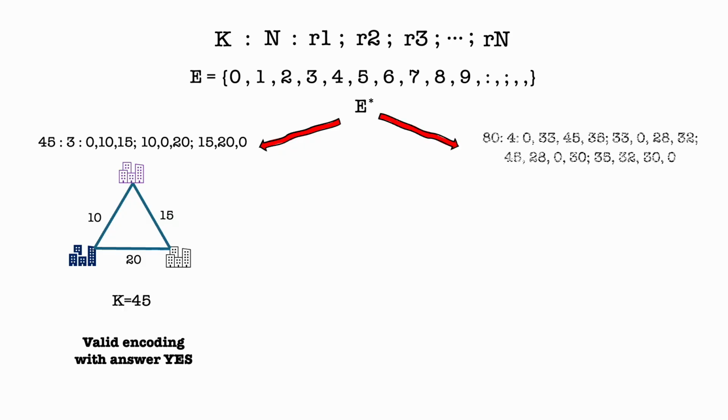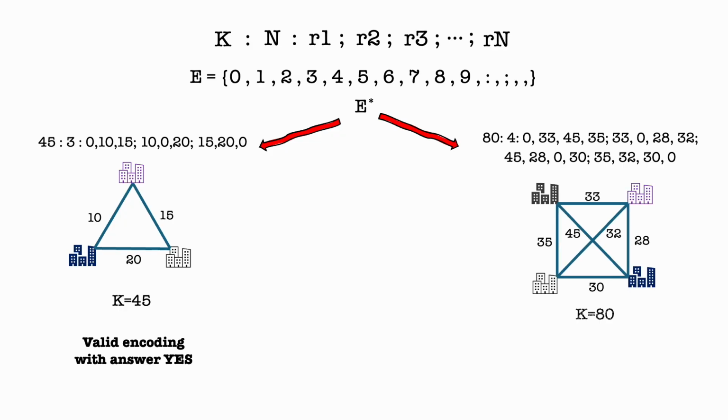Next, we write another string using these symbols. This string also represents an instance of the decision version of the traveling salesman problem. However, there is no possible route in the graph that has a cost less than k. Here k is equal to 80. Therefore, this string is a valid encoding of an instance, but the instance is a no instance.